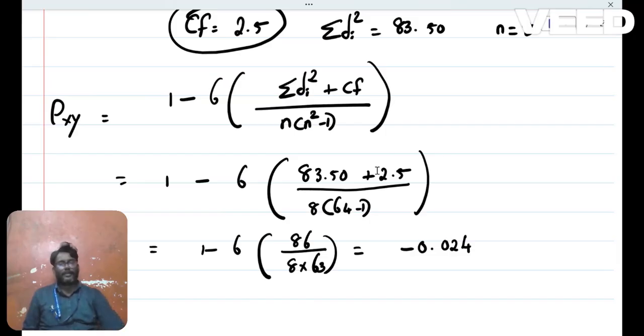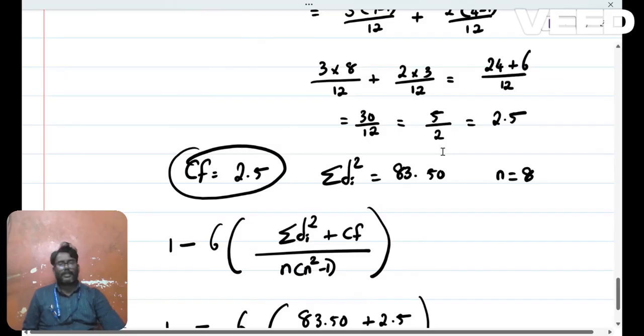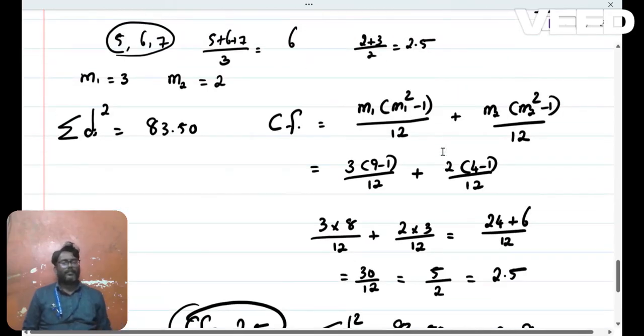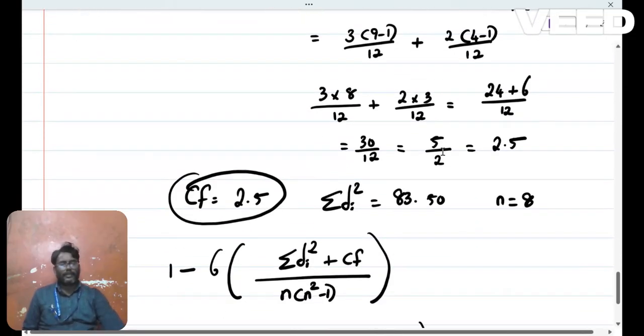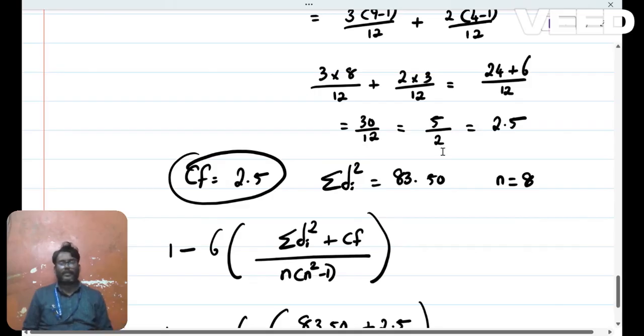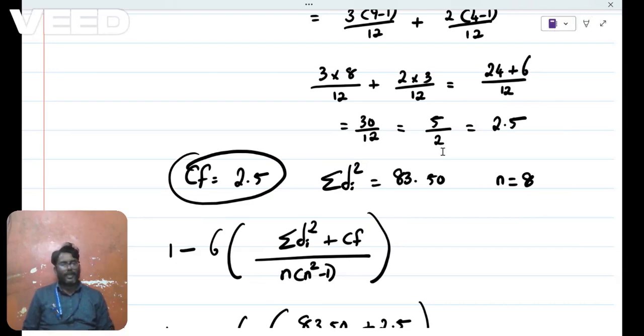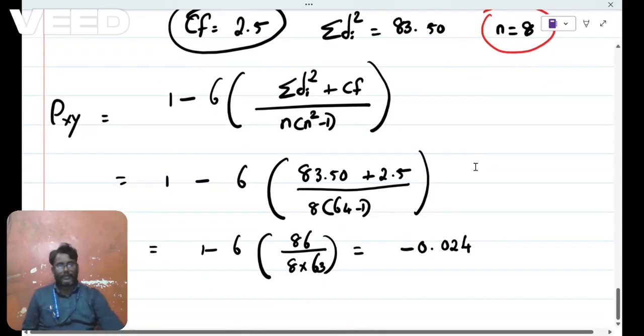First, we have to compute the correction factor. The correction factor formula will be m1 into m1 square minus 1 by 12 plus m2 into m2 square minus 1 by 12. Here m1 is equal to 3 and m2 is equal to 2. Substituting this, we get the correction factor as 2.5, and summation of di square we got as 83.50, and the number of data here is n equal to 8.